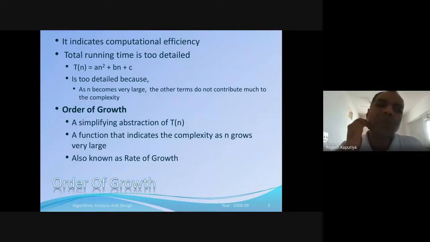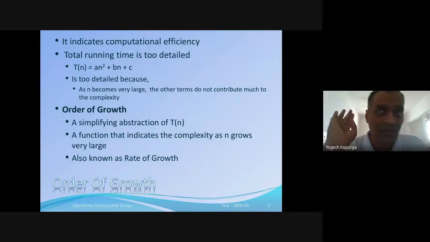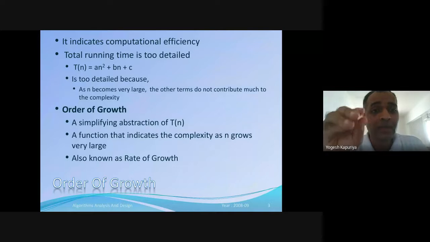Now again, by looking at these equations, you cannot say that equation 1 is greater than equation 2, because n is a variable. Again, you have some coefficient association. There is a value of A, a value of B, a value of C, and that also impacts the overall outcome of this equation. That means the total running time of that algorithm is too detailed.